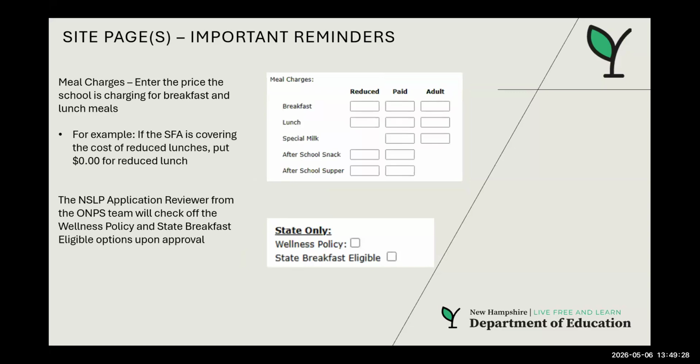So under meal charges, you'll want to enter the price that the school is charging for breakfast and lunch meals. So for example, if the school food authority is covering the cost of reduced lunch for all students, you'll want to put $0 for reduced lunch, not the price you would be charging, which is the 40 cents.